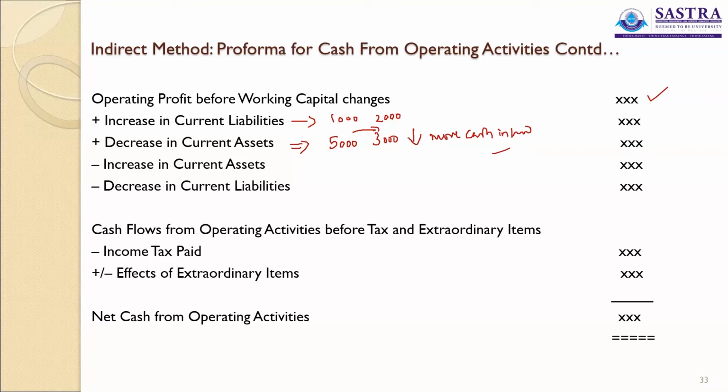Similarly, debtors from 7,000, let us assume it has become 4,000. That means there is a decrease of 3,000. So you will have decrease in debtors. Decrease in debtors or stock means more cash in hand. So it should be added. Similarly, current liabilities, creditors. Increase in creditors from 1,000 to 2,000, creditors balance has increased, means you have received more credit. That means your operating cash would have increased. So it should be added.